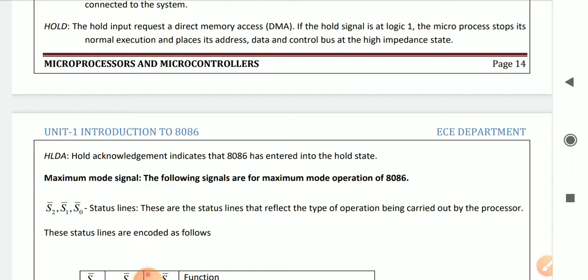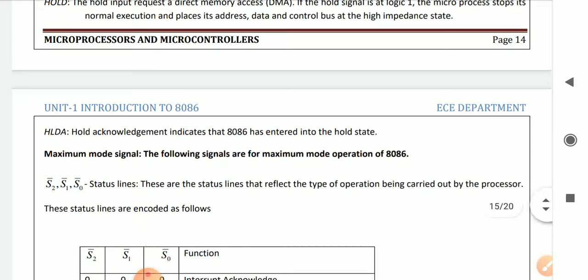Now the pins or signals for the maximum mode operations. In maximum mode, this mode of operation is basically multiprocessor mode. So status lines S0 bar, S1 bar, S2 bar are the status lines that reflect the type of operation being carried out by the processor.